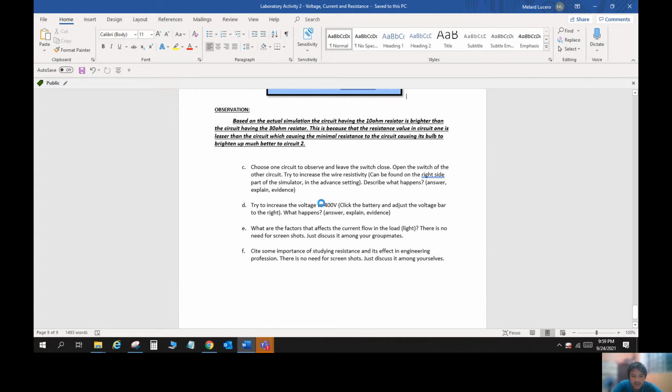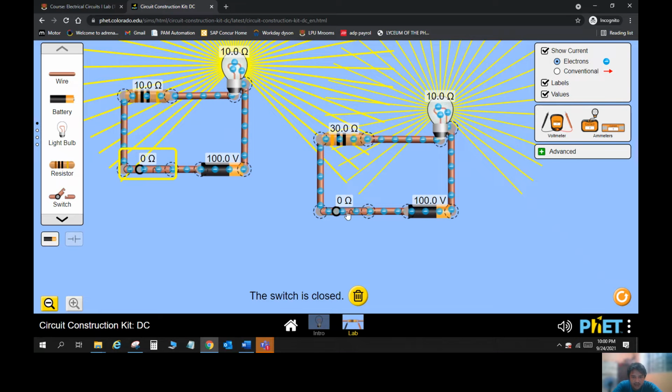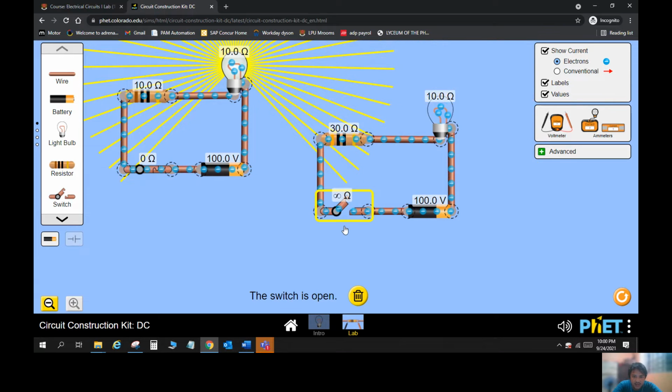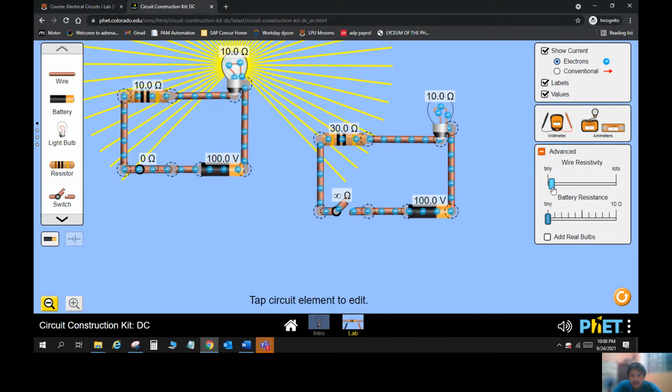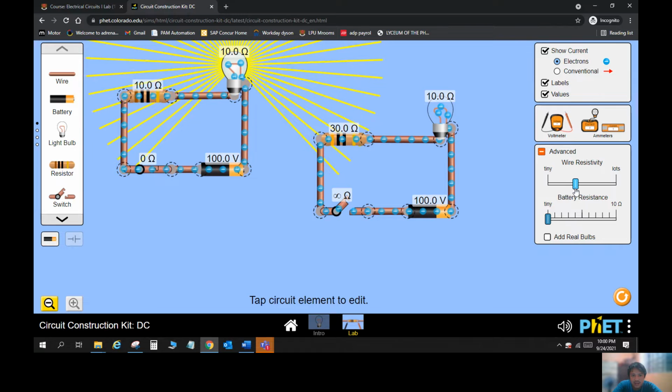Okay, so ito naman, next. Konti na lang, guys. Choose one circuit to observe and leave the switch closed. Open the switch of the other circuit. Try to increase the wire resistivity. Can be found on the right side. Describe what happens. So, tanggalin natin yung isa. So, siguro mag-focus tayo dito sa unang circuit. Then, increase natin tong wire resistivity. So, advance siguro. Ito, wire resistivity. Press natin siya. Ano nangyayari?